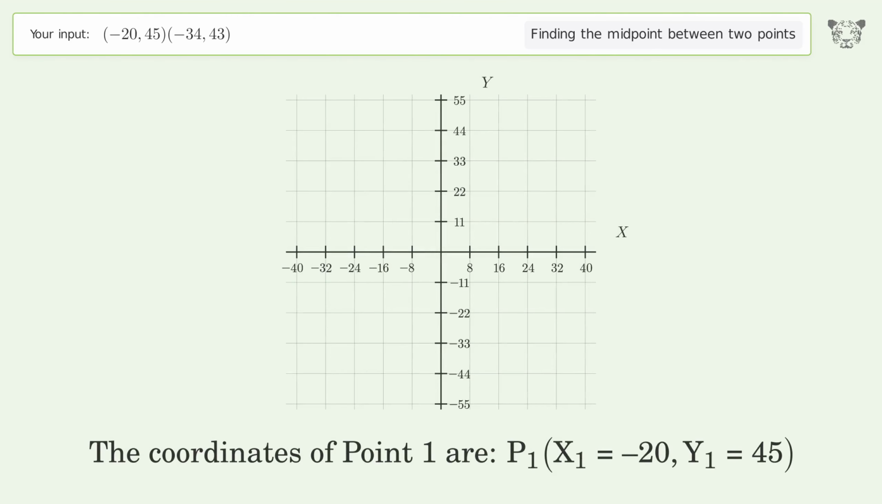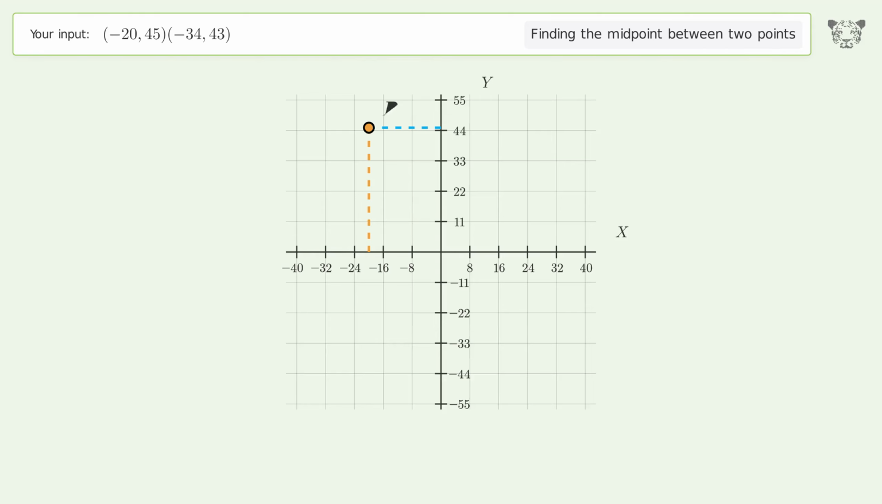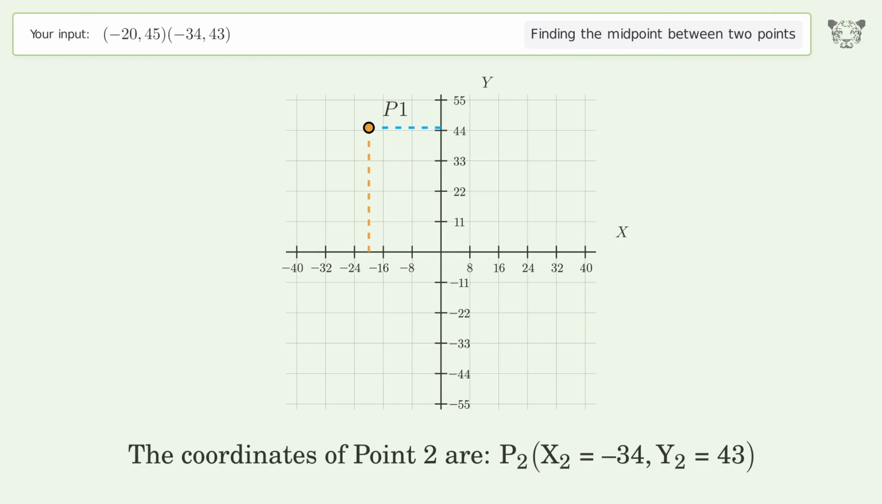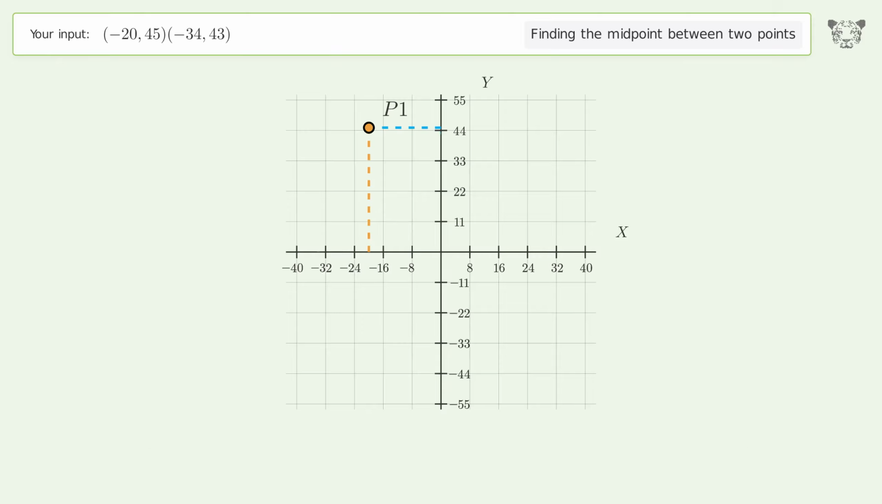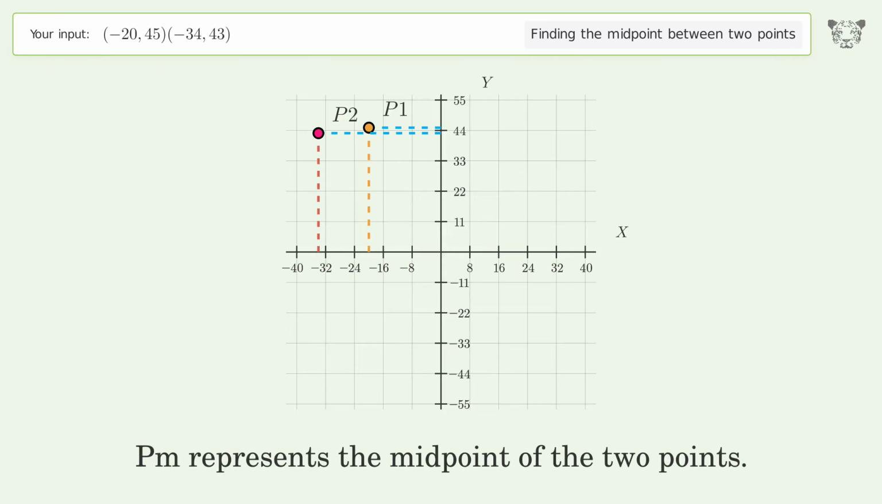The coordinates of point 1 are x1 equals negative 20, y1 equals 45. The coordinates of point 2 are x2 equals negative 34, y2 equals 43. PM represents the midpoint of the 2 points.